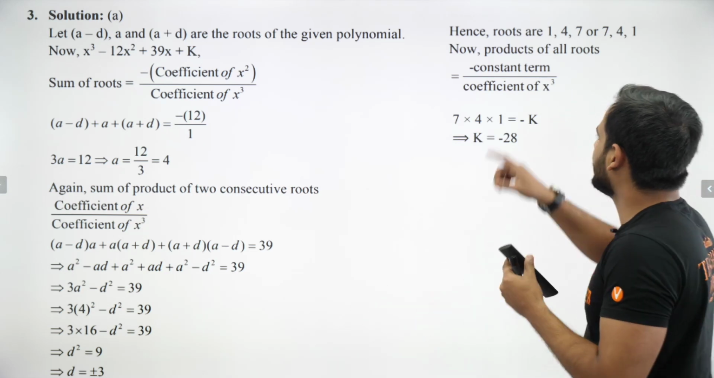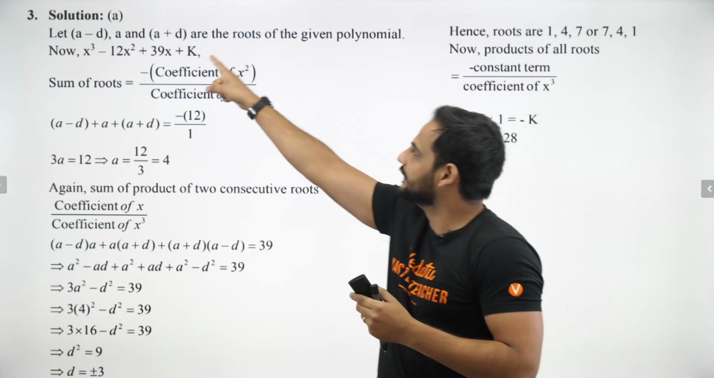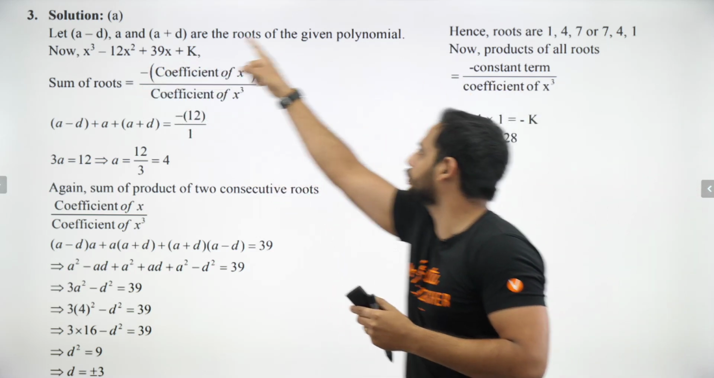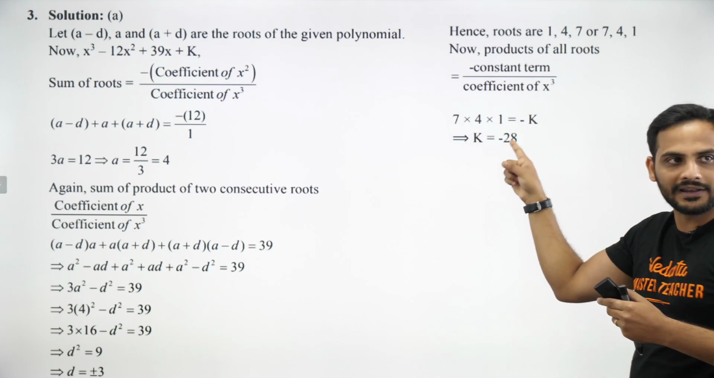Now the last part, alpha into beta into gamma, that is 7 into 4 into 1, will be equal to negative of the constant term divided by coefficient of x square. So minus k is equal to 28. So k is equal to minus 28.